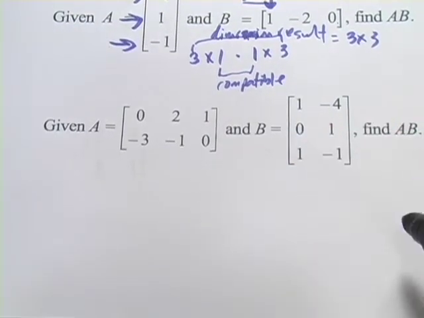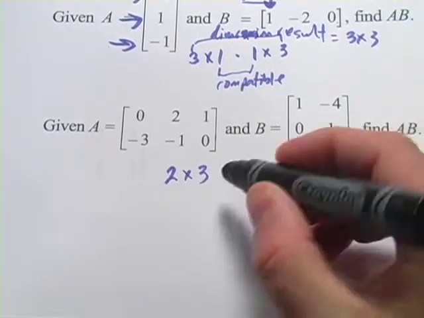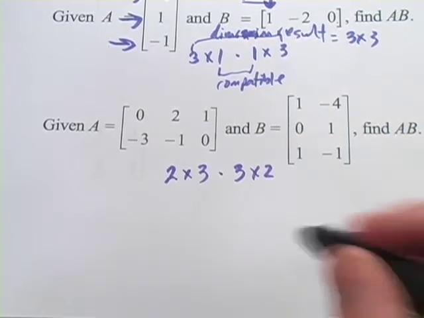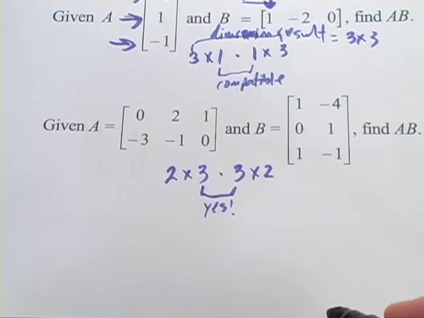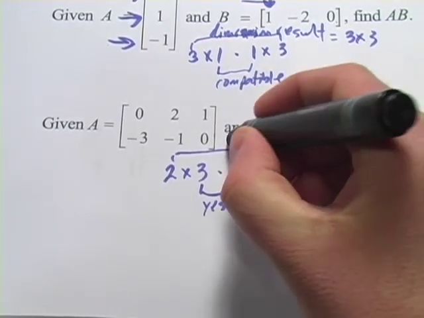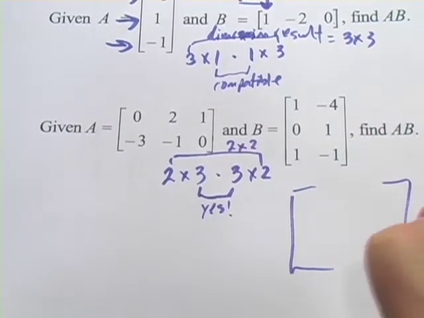Let's try one more just to try to cement this knowledge. Now these matrices have different dimensions, so let's write them out. The first one is 2 rows by 3 columns, and the second one is 3 rows by 2 columns. So what this means is, they are indeed compatible, so we can multiply them. And our answer matrix is going to be 2x2. So we'll set that up, 2x2 matrix.